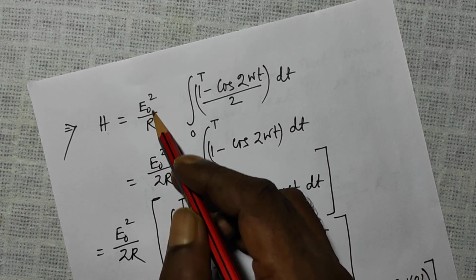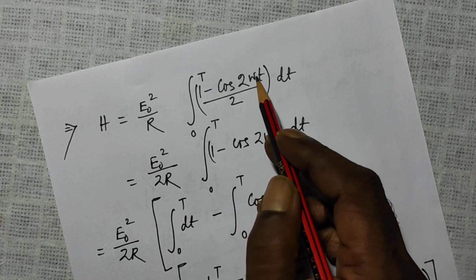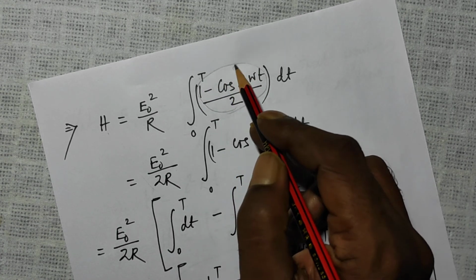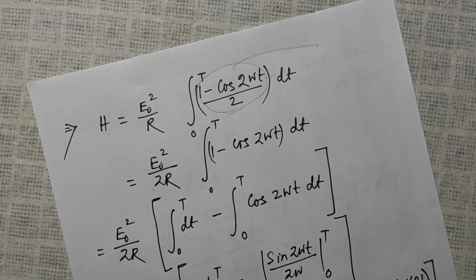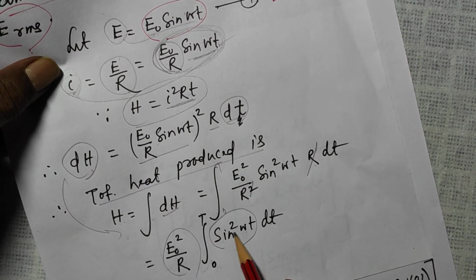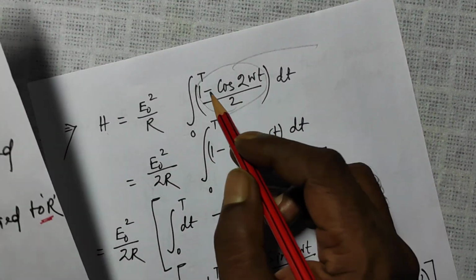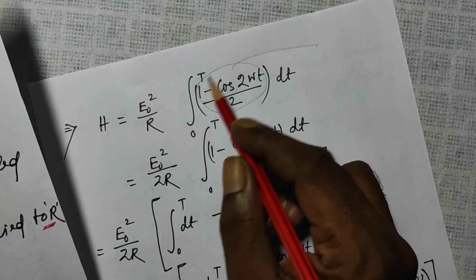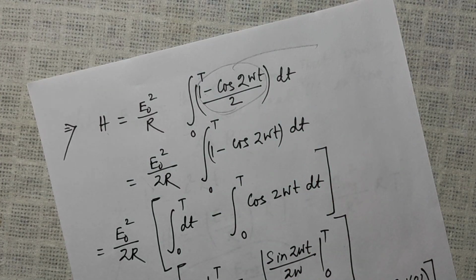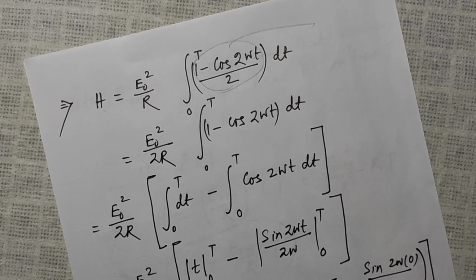So H is equal to E naught square R, integration of 0 to T, (1 minus cos 2 omega t) by 2. This is your sine square omega t, which I have explained how sine square omega t is equal to 1 minus cos 2 omega t over 2 in my previous videos. If you find it difficult, go back to the previous videos to find out how it is so.